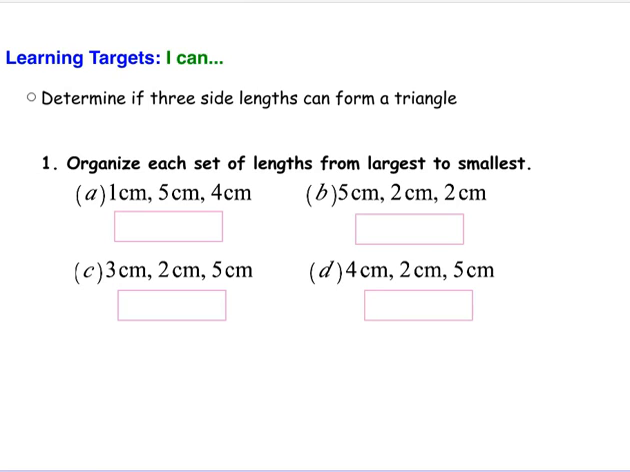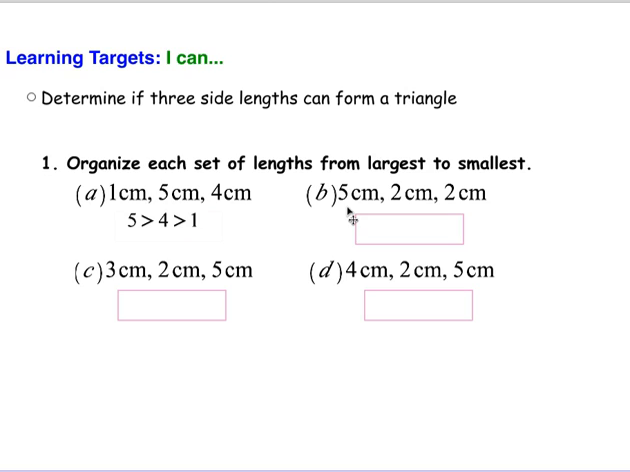Hi everyone, today we're going to be learning about triangles and how to determine if three side lengths can actually form a triangle. So to start off, let's look at these measurements that we have, and we want to organize them from largest to smallest. So 1A has 1 centimeter, 5 centimeters, and 4 centimeters. So we know that 5 is going to be greater than 4, which is greater than 1.